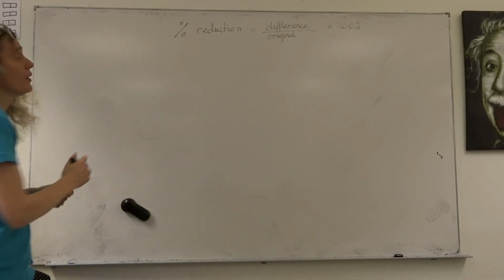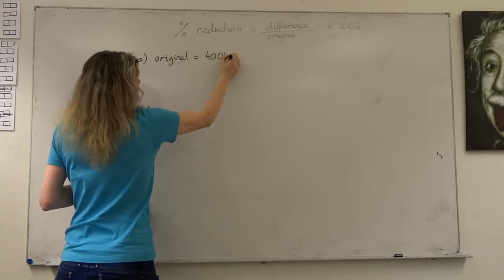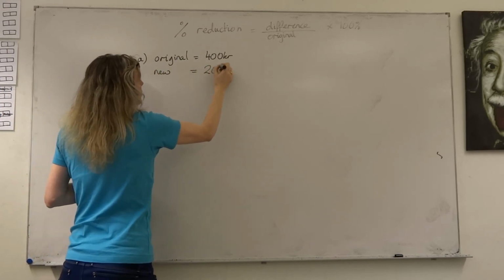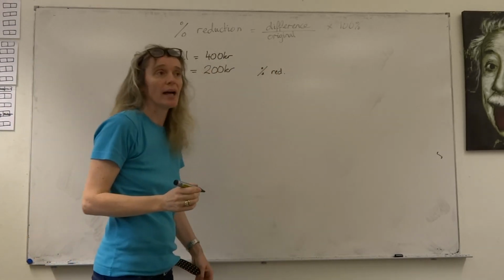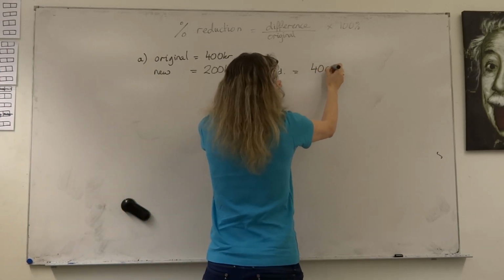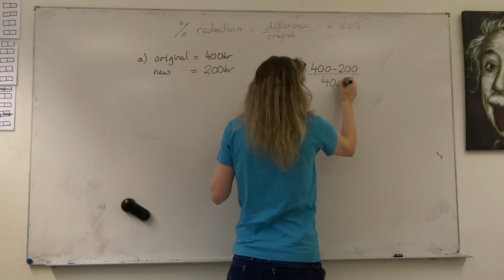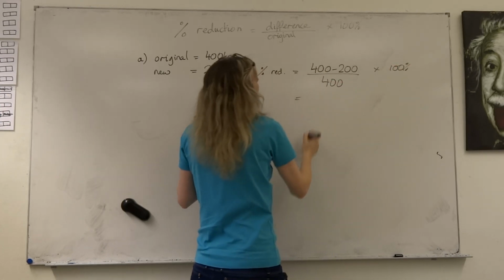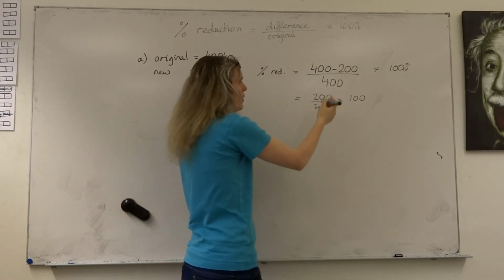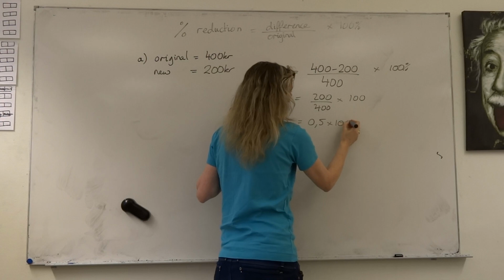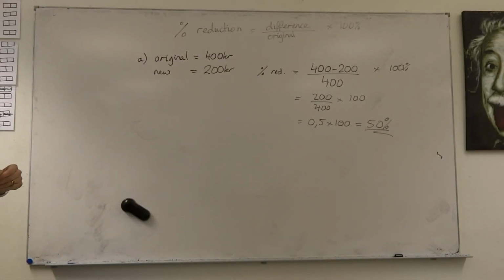Okay, so the first one was original, was 400 kronas. The new price, 200 kronas. So we use our formula, percentage reduction, I'll just call it that, equals the difference in price, 400 minus 200, all divided by the original, go back, double check, make sure you put the 400 on the bottom, times by 100 to change it into percent. So we get 200 over 400 times 100, which we know is going to be 0.5 times 100, which is 50%. Okay, so the percentage reduction was 50%. We got half price off.